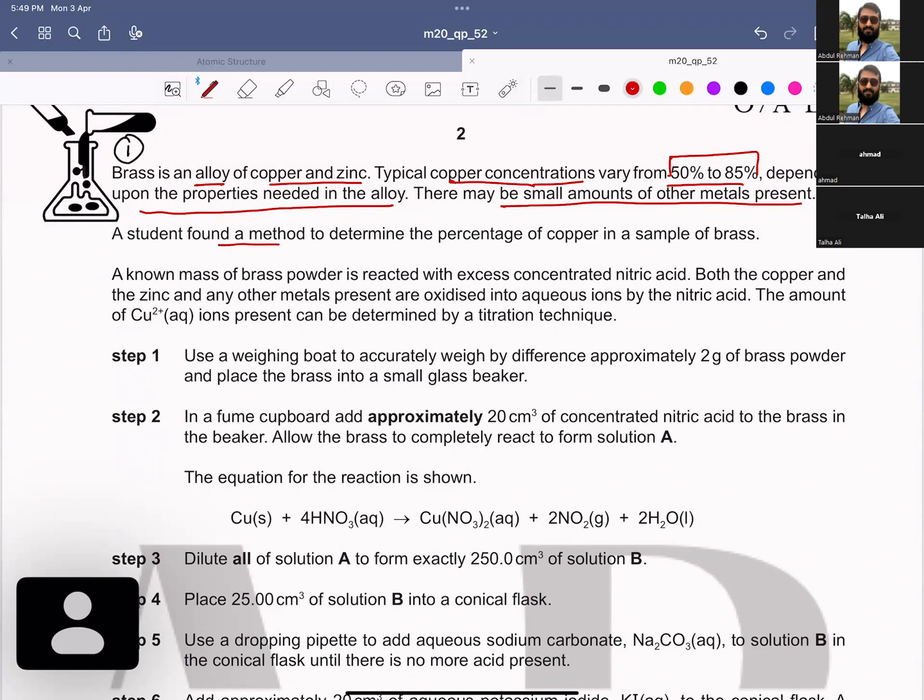A student found a method to find the percentage of copper in a sample of brass. So there is an experiment, a method, and by that method we are going to determine the percentage of copper in a sample of brass.